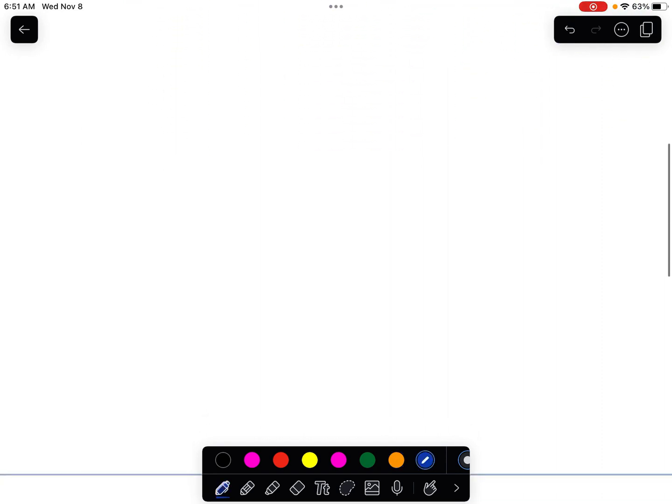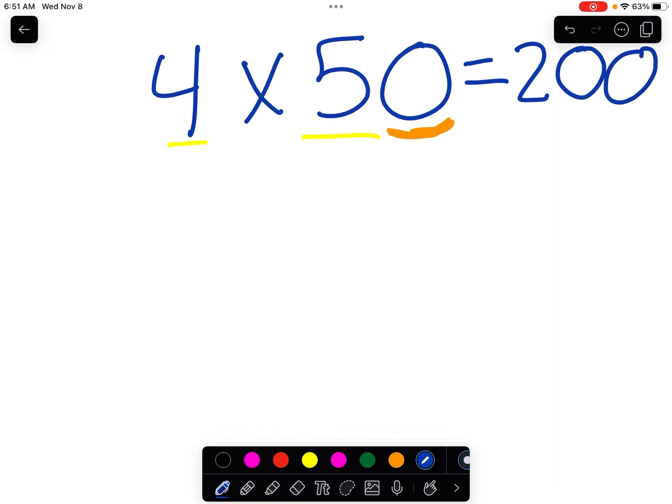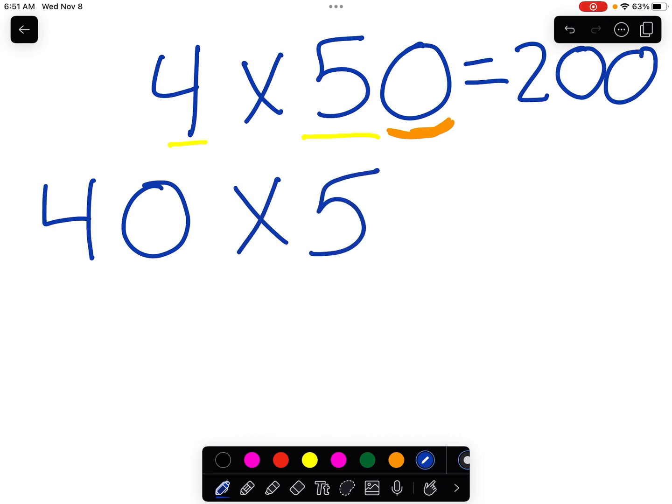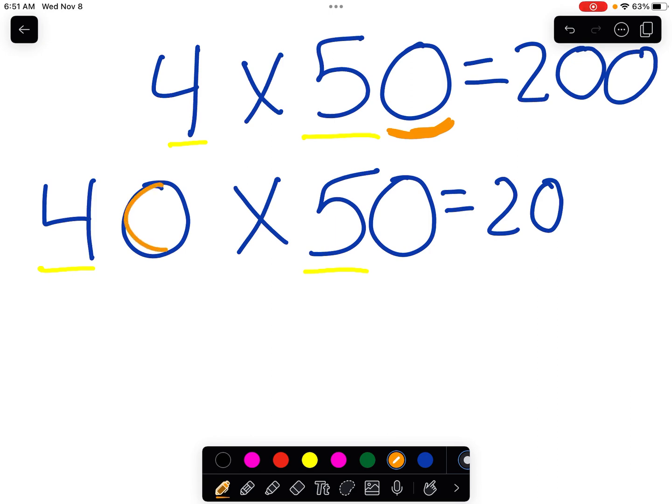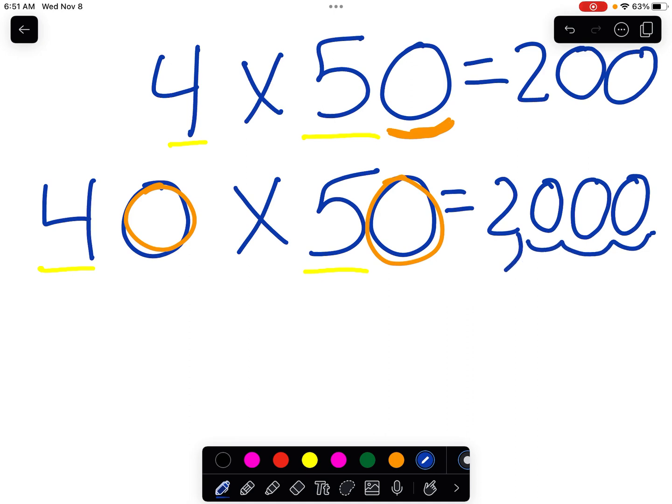But what if, instead of 4 times 50, I have 40 times 50? Well, same rule applies. You're going to do 4 times 5 first. That's 20. Then you're going to count the number of zeros. You've got 1 zero here and 1 zero there. That's 2 zeros, and you're going to tack those on to the end. We're going to start from the right and go left: 1, 2, 3. We put a comma there. So the answer is 2,000.